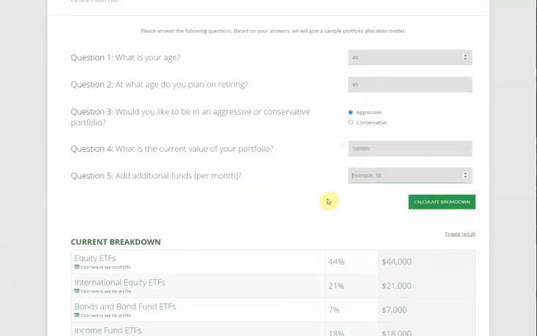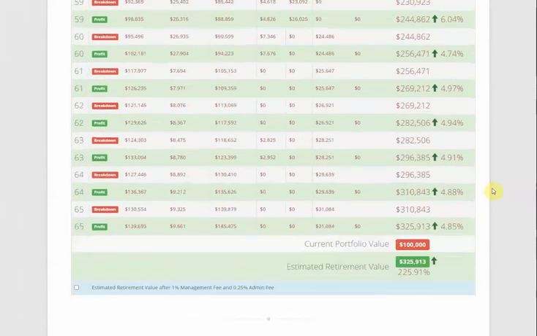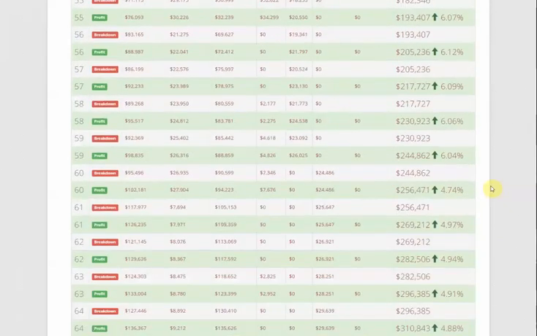What if I want to add additional money? What if I could add an additional $100 per month currently to my portfolio? What would that now change it to be at? So we'll click calculate breakdown, and then now it comes back and says at retirement, whoops.